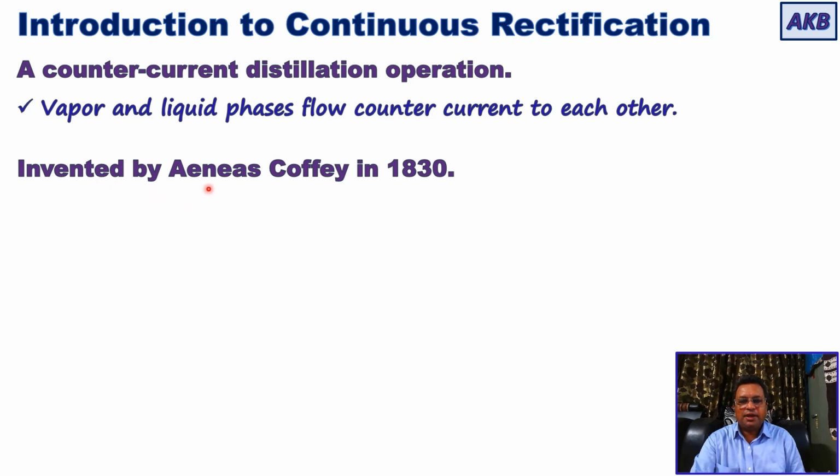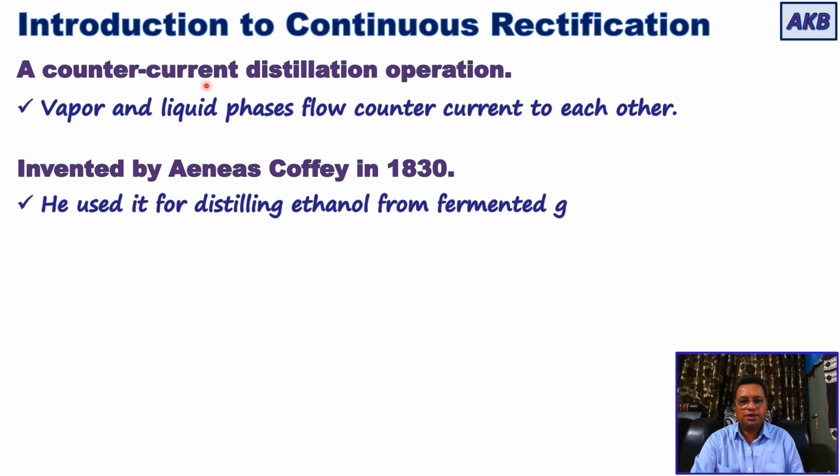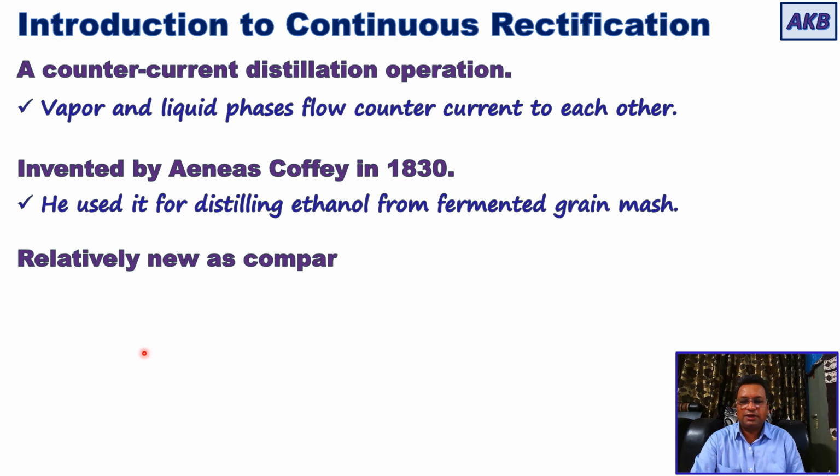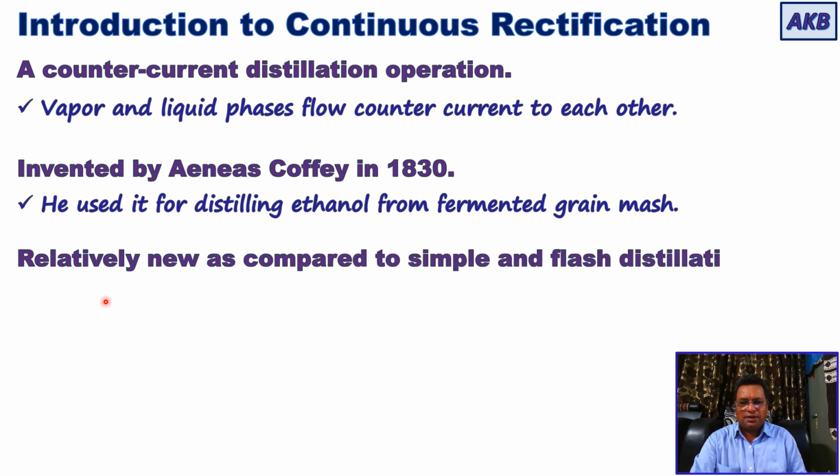It was invented by Aeneas Coffey in 1830. He used continuous rectification for distilling ethanol from fermented grain mash. So for the first time, Aeneas Coffey in the year 1830 used continuous rectification for getting ethanol from fermented grain mash. As compared to simple and flash distillations, continuous rectification is relatively new. I have already discussed simple and flash distillations in my earlier videos, so please watch them.